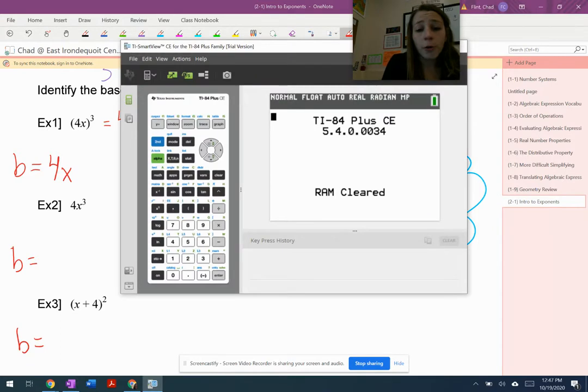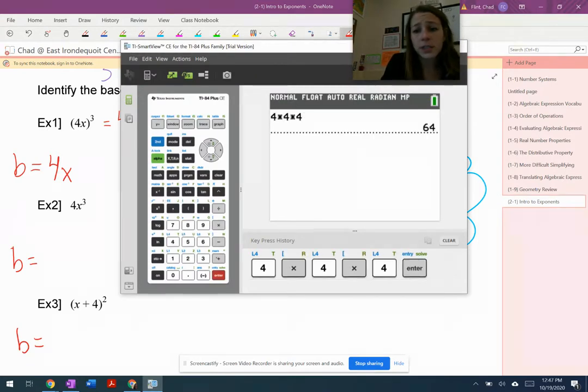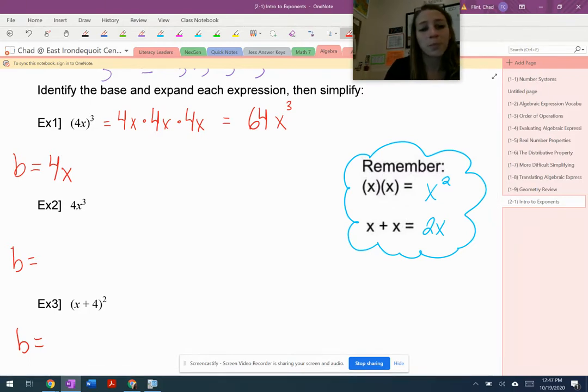Well, 4 times 4 is 16, and 16 times 4 is 64. So I have 64. And now x times x is x squared, and then times another x, x squared times x, gets you that x to the third power. Do not confuse that with 3x. You're multiplying there, not adding. That's the difference.